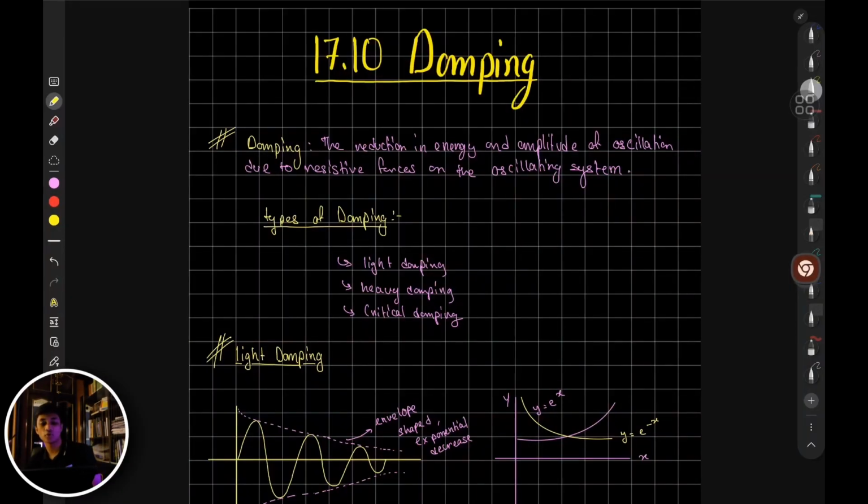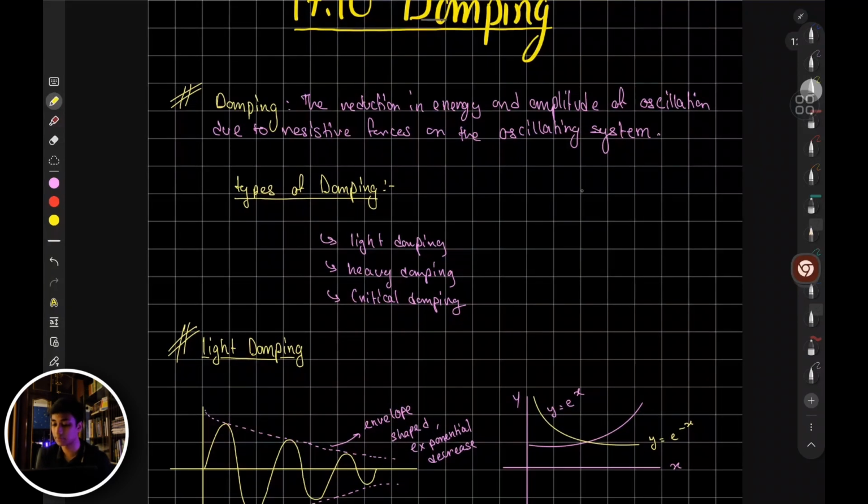In this video, we're going to be talking about damping. Right, so what is damping? By definition, damping is the reduction in energy and amplitude of oscillation due to resistive forces on the oscillating system. What does this mean? So let's take an example of, again, the pendulum.